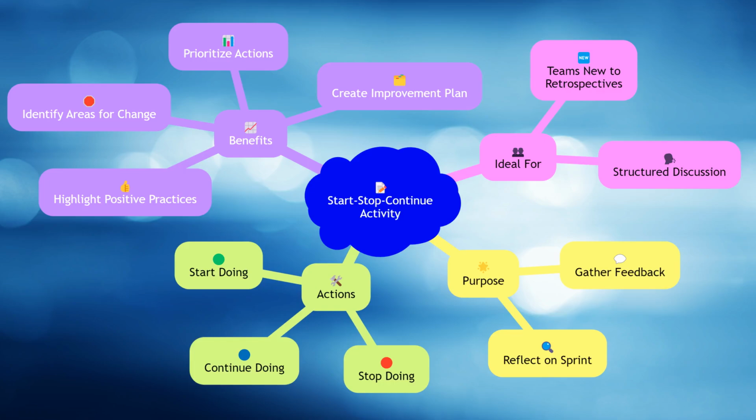The start, stop, continue activity is a simple yet effective way to gather feedback from the team. Participants are asked to reflect on the sprint and identify actions they want to start doing, stop doing, and continue doing. This activity helps to highlight both positive practices and areas that need change. By categorizing feedback in this way, teams can easily prioritize actions and create a clear plan for improvement. This activity is particularly useful for teams new to retrospectives, as it provides a straightforward framework for discussion.